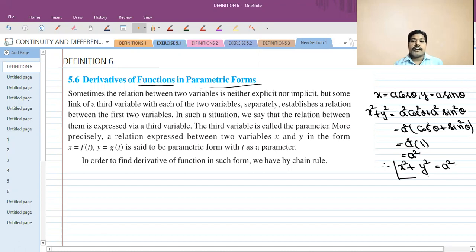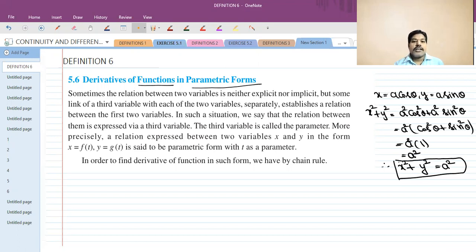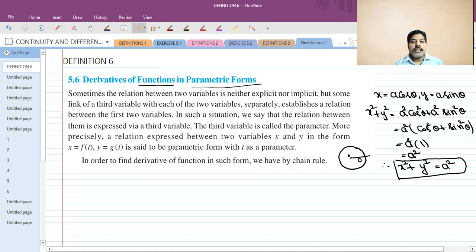What is this equation? This represents a circular equation actually. So what is the circular equation with radius a? The center is at the origin. So the equation of the circle with the center at the origin and the radius a is nothing but x square plus y square is equal to a square.